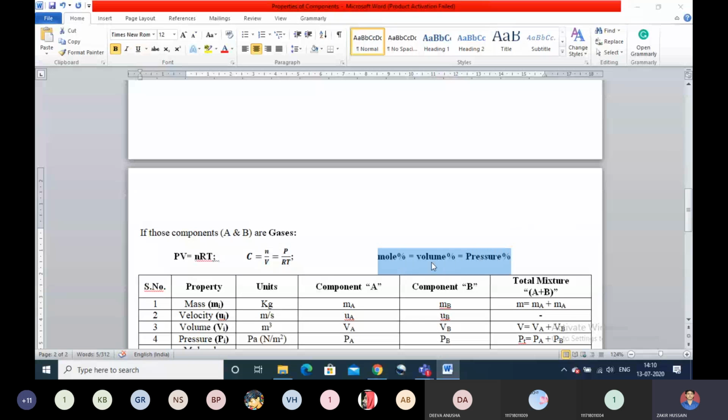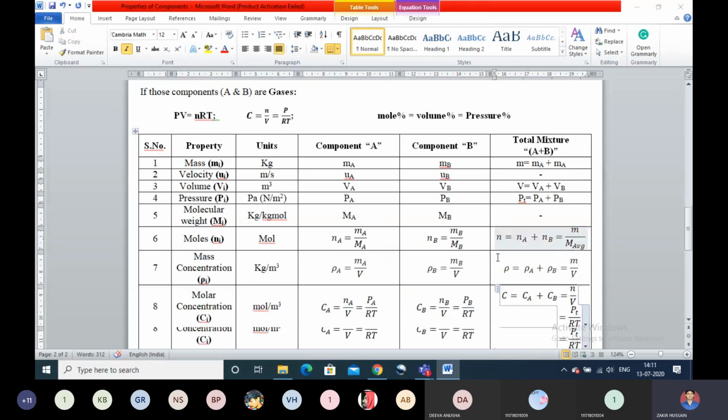For gas composition, mole percentage is equal to volume percentage is equal to pressure percentage, but it is not at all equal to weight percentage. Weight percentage is completely different. So for gases, this is a valid relationship. When we estimate the mole percentage, we can automatically get the volume percentage. Once one quantity is estimated, we can put the other two quantities equal. This is applicable only for gas.